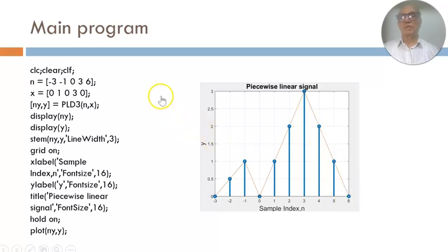So I hope it is now understood how to generate a piecewise linear signal by using a piecewise linear function. Of course, note that this is useful only when you have a large number of points. Otherwise, you can always manually just provide the entire array for n and the entire array for x, and then process them, plot them, whatever you want to do. And that's all in this session.